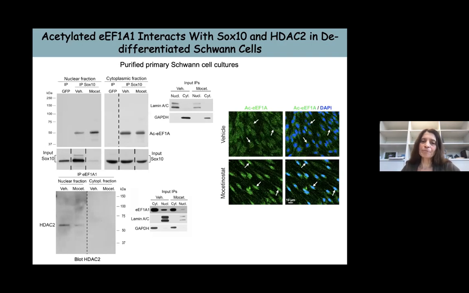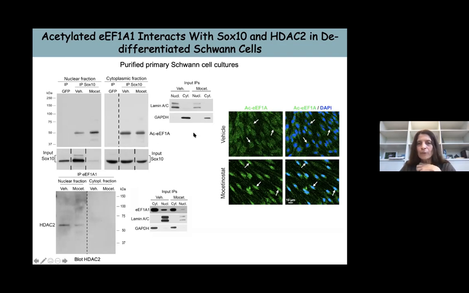So what we did, we kept the primary Schwann cell culture under de-differentiating conditions. We IP'd SOX10. We separated the nuclear fraction and the cytoplasmic fraction first. We IP'd SOX10, and we found that acetylated EF1A co-immunoprecipitates with SOX10.